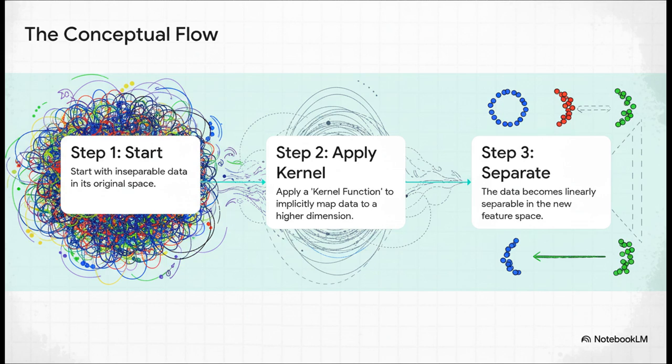So here's the basic game plan, broken down into 3 steps. First, you start with your messy, nonlinear data that you can't separate with a straight line. Second, you apply a special kernel function. This function doesn't move the data, but it recalculates the relationships between all the points as if they were in a much more complex space. And third, presto! In this new conceptual space, the problem magically becomes linear, and PCA can finally see the pattern.